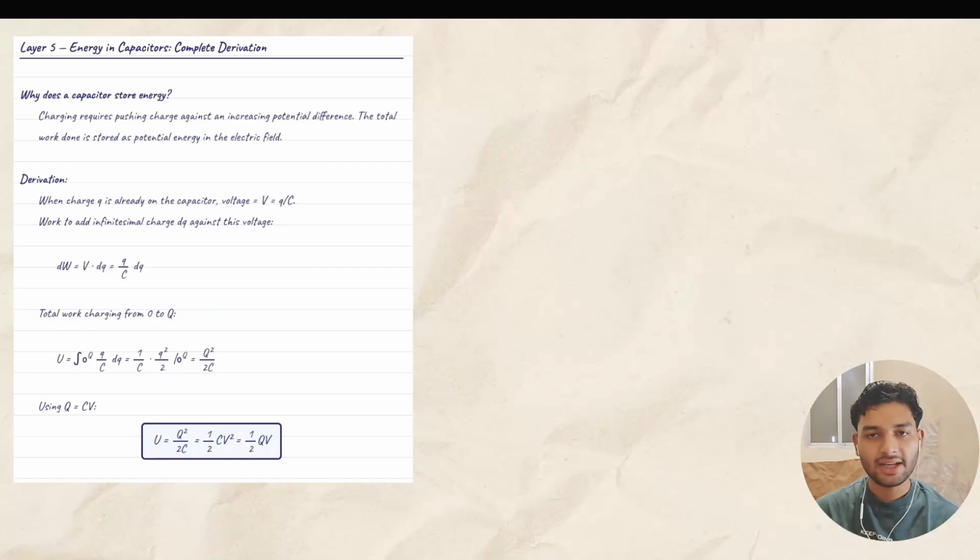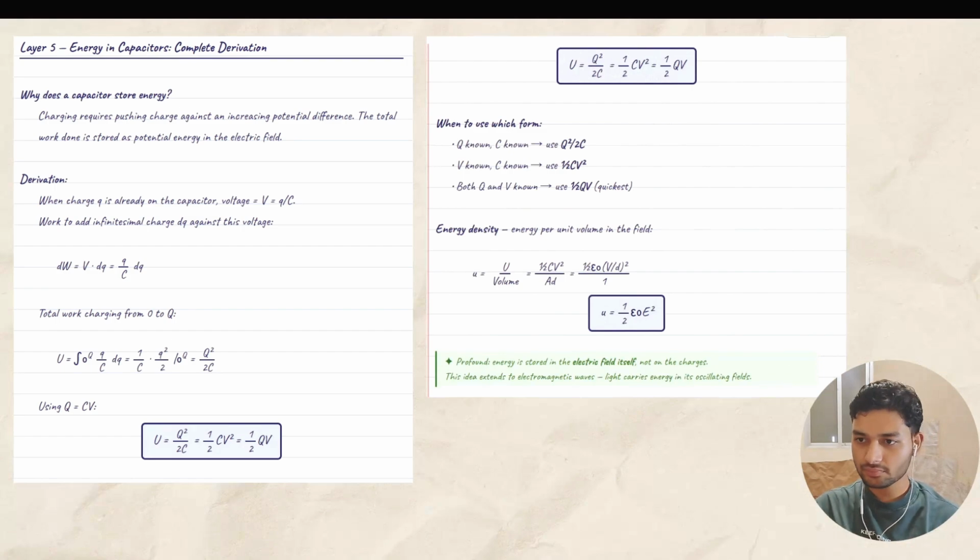So how do we define the energy in a capacitor? This is the equation that we're going to use, and I just made you understand the derivation also, where it comes from. Okay, let's move on to the next topic. We have further more on this. So when to use which form? When Q is known and C is known, we're going to use U equals Q square by 2C. So basically this part is for the numericals part.